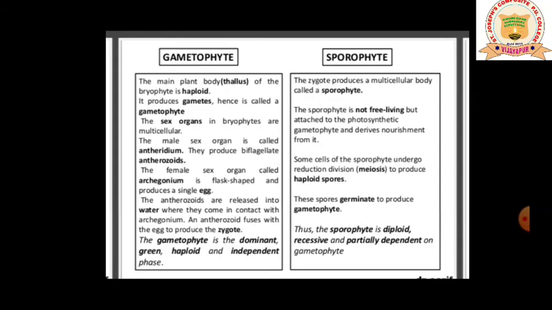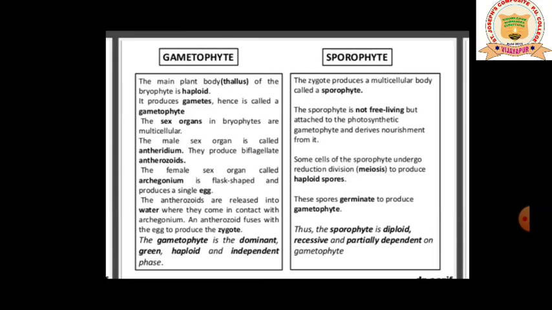The main plant body, that's nothing but the thallus of a bryophyte, is haploid. It produces gametes, hence we call it gametophyte. This you know. The zygote produces a multicellular body, that is called sporophyte. When the zygote goes through fertilization, when the fusion of antherozoid and archegonium, the fusion of sperm and egg, has taken place, they form a zygote. That zygote multiplies. It is a multicellular body which will go for division and it forms the sporophyte. So the sex organs in bryophyte are multicellular.